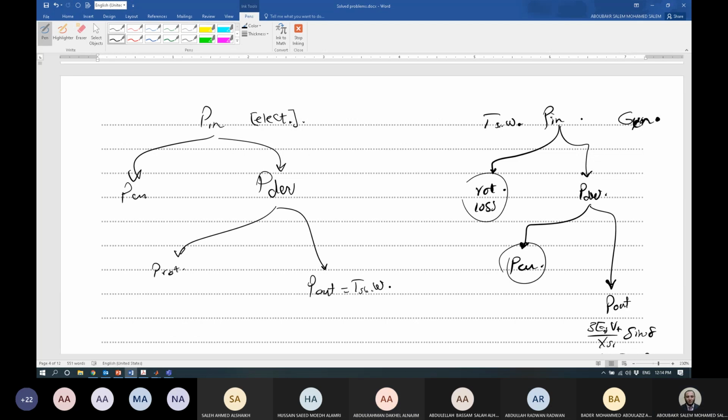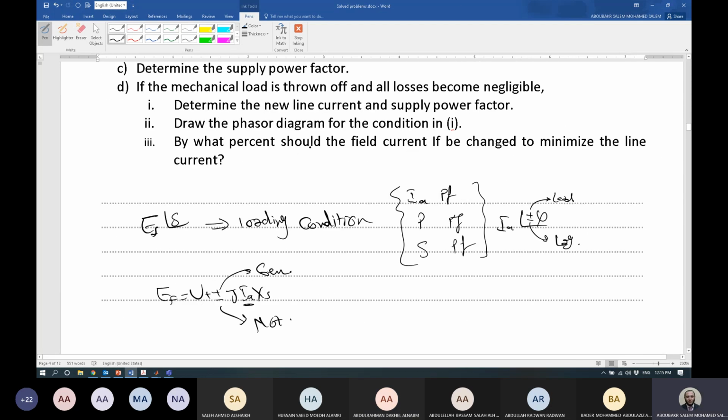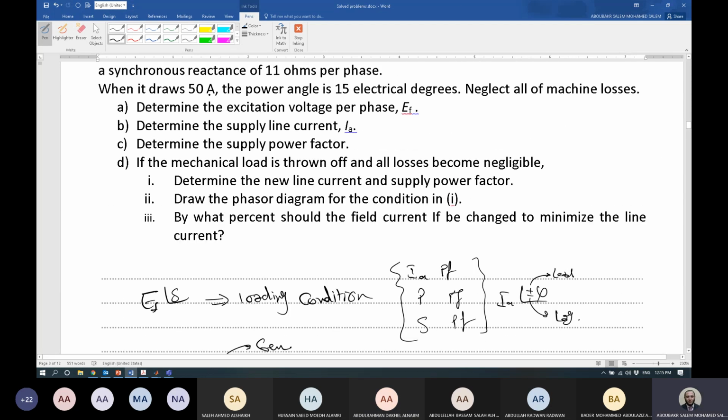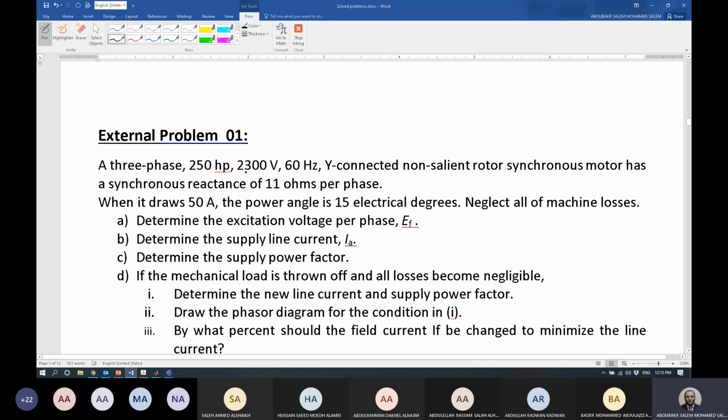Again, let's return to the idea of our problem. We now have the armature current, we have the reactance and the power angle, and it's required to calculate EF. We also have V terminal.